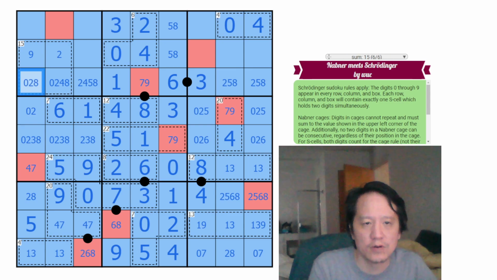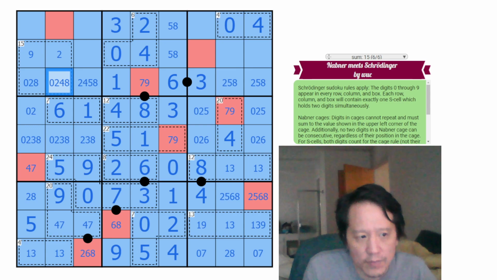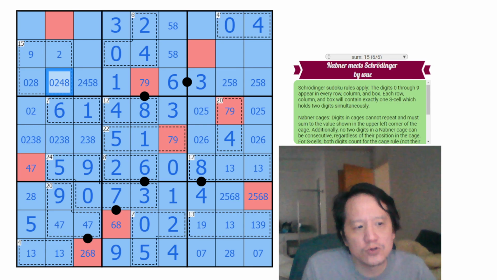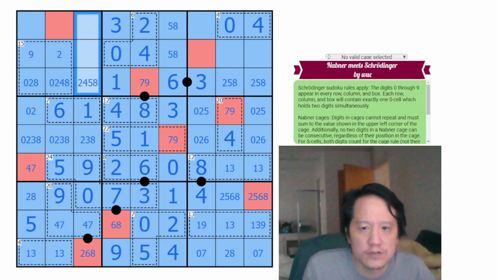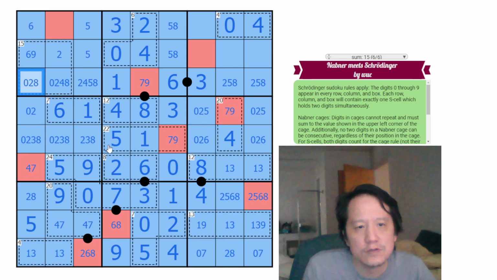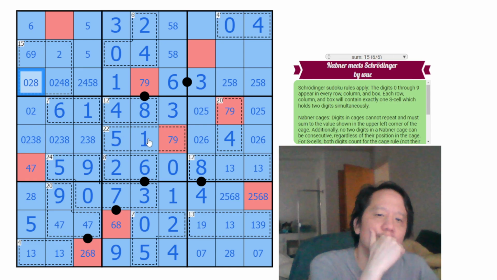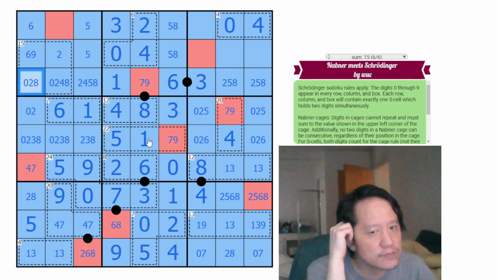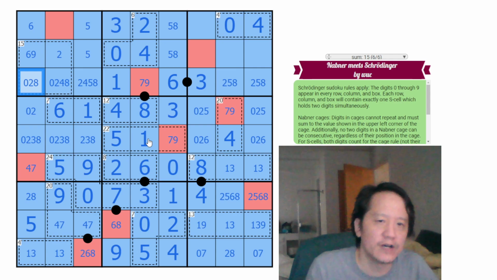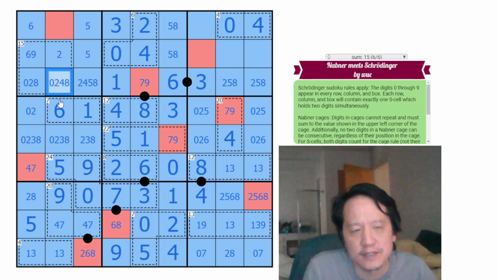This can't be 4, 0. Okay, 0, 2 could be 4, 9, or 0, 2, 5, 8. There's no 5 there, so we know the 5 is here. This is 6, so the 6 has to be one of those 2. So we've got almost all the Nabner cage. This is the last Nabner cage.